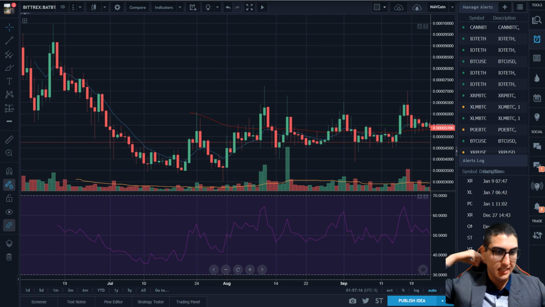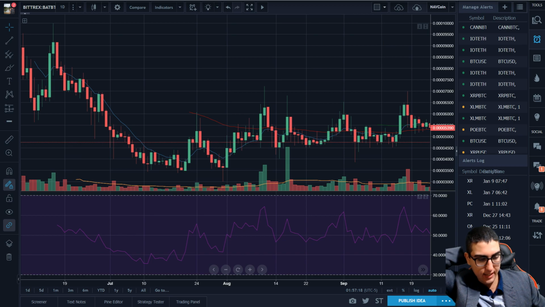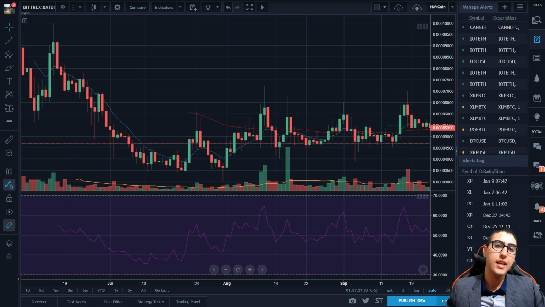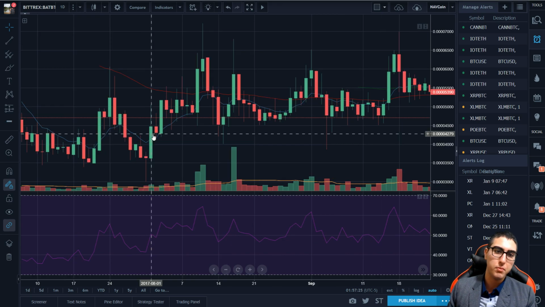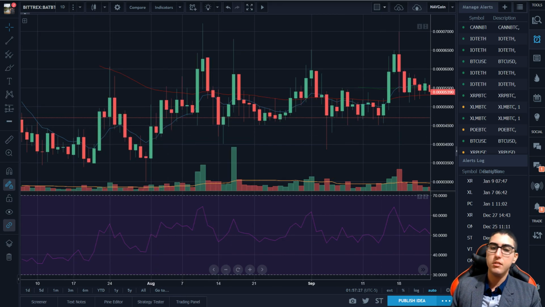My exit prices can sometimes change, because if we see a consolidation after a resistance pushback, then sometimes I'll be a little bit more bearish on the coin and I'll want to sell immediately with the profits that I currently have. So I think it's more of a preference.